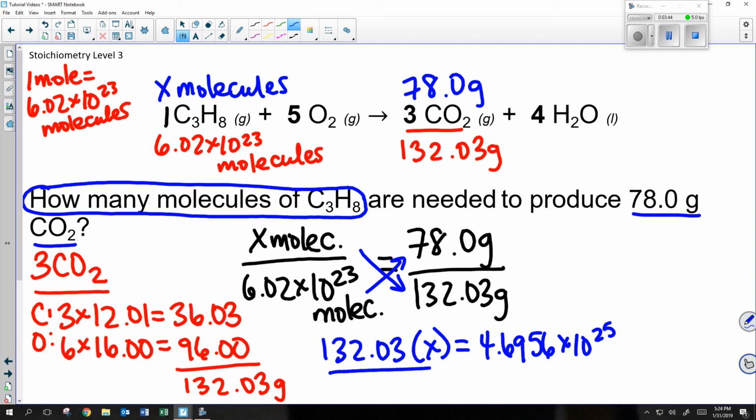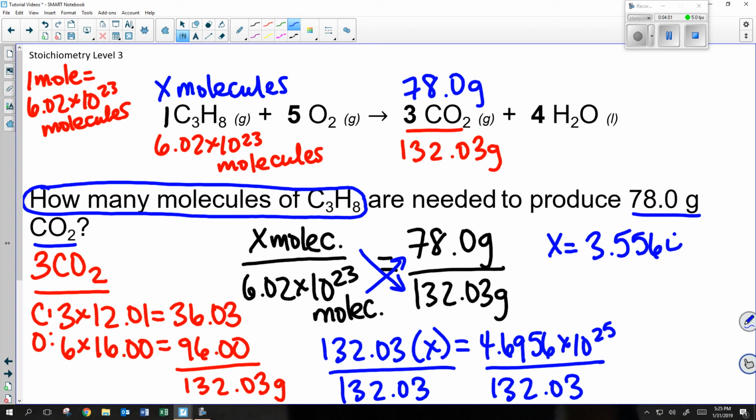To solve for x, I divide both sides by 132.03. And that gives me x equals 3.55646 times 10 to the 23rd.